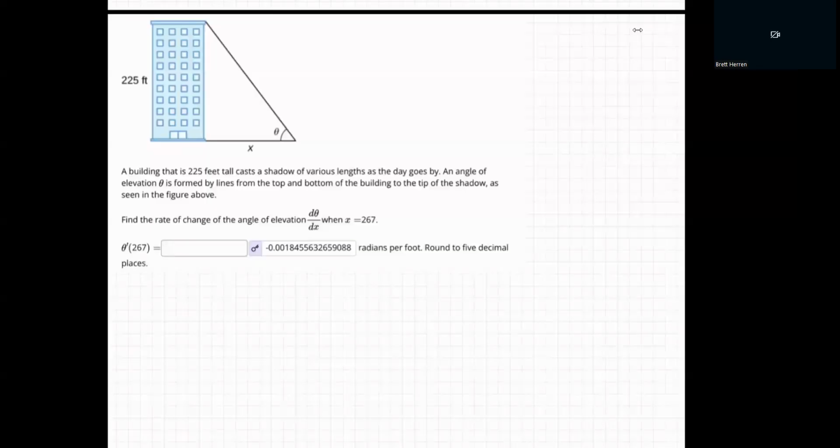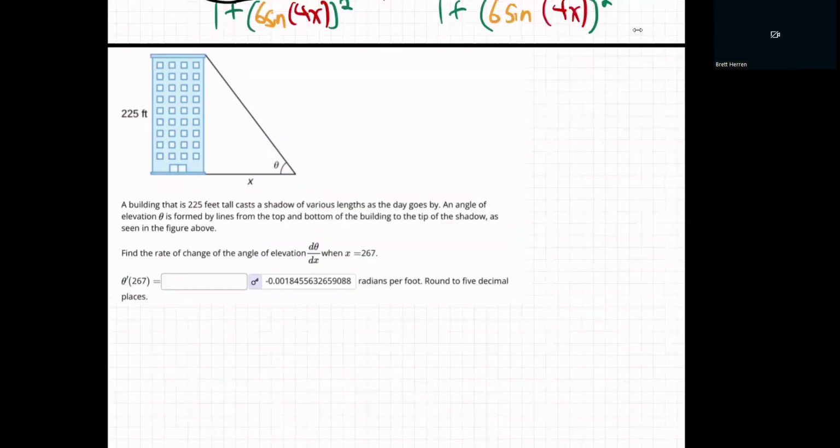Welcome to an example where we have a building and an angle theta. It says a building that is 225 feet tall casts a shadow of various lengths as the day goes by. Is that making some sense here?